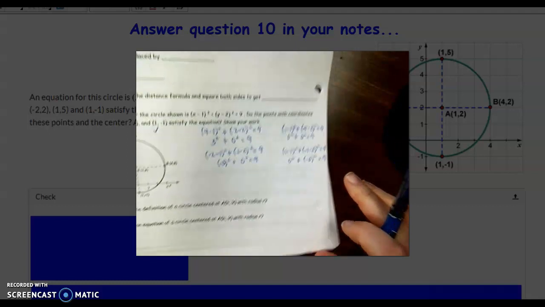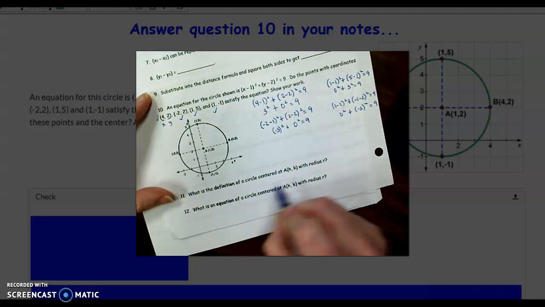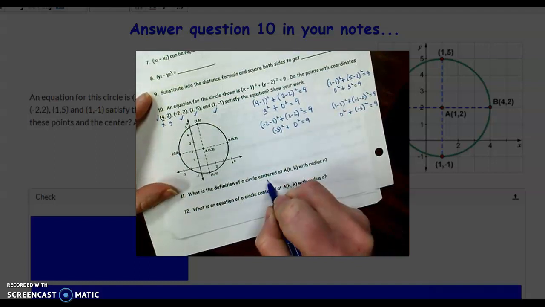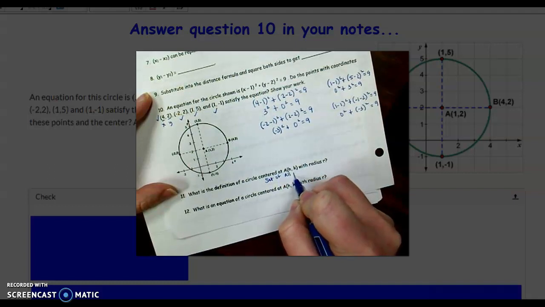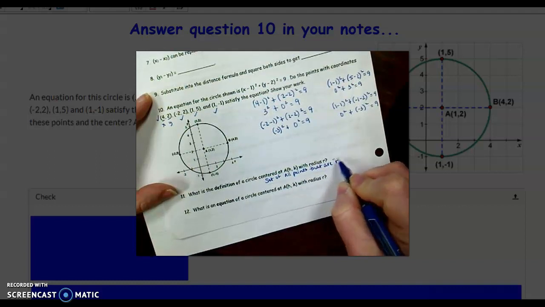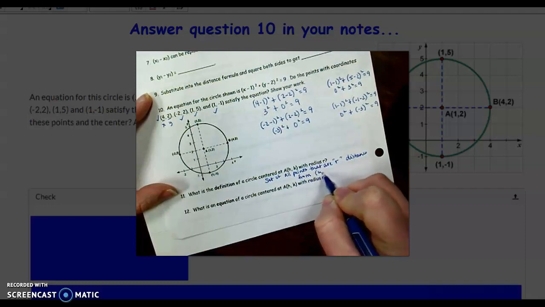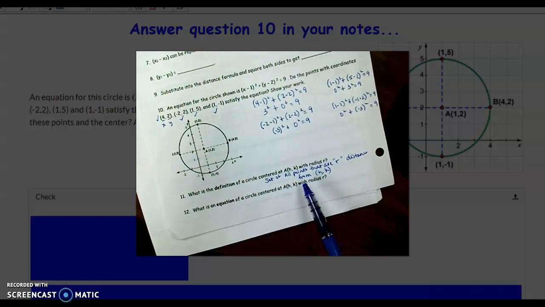So let's review what we learned today. What is the definition of a circle centered at A, HK with a radius R? So by definition, a circle is a set of all points that are a given distance from a given point. And so the definition of a circle with this center and this radius is the set of all points that are r distance from the point HK. So it's a set of all points that are a given distance, that's your radius, from a given point, and that's the center. So in this case, that was HK.